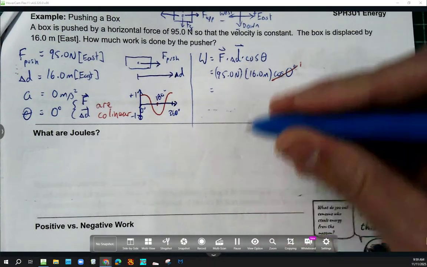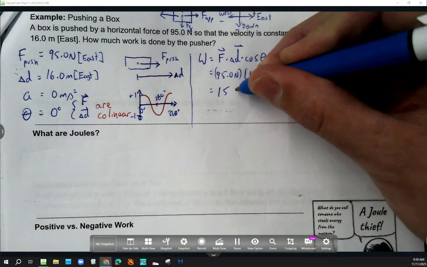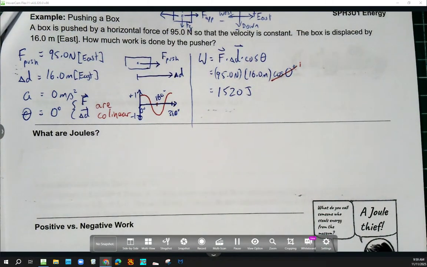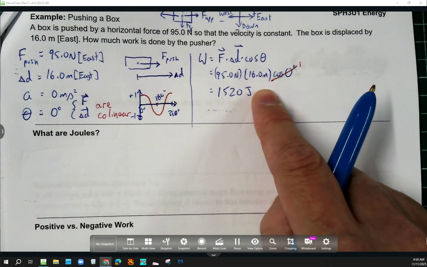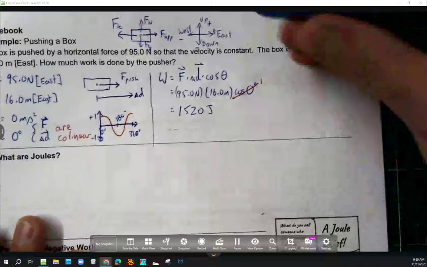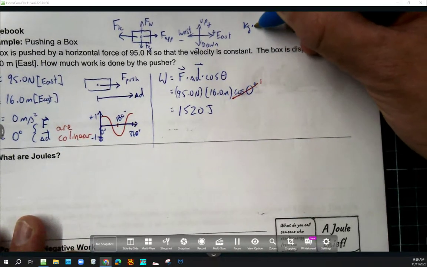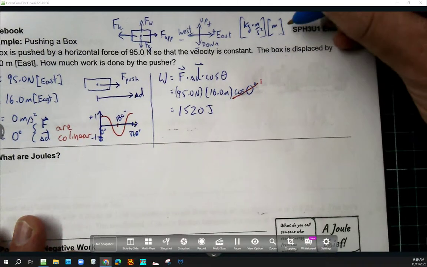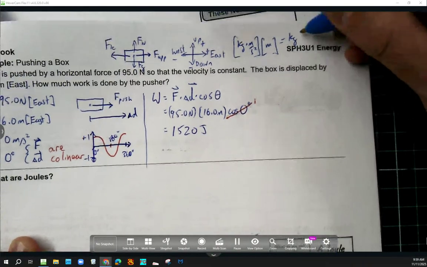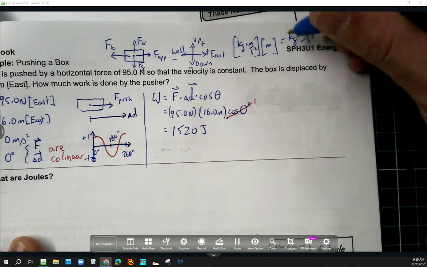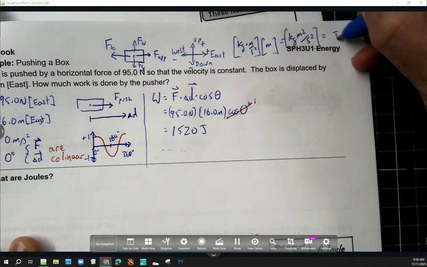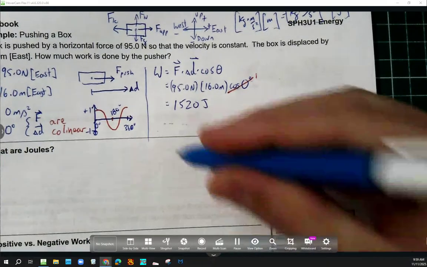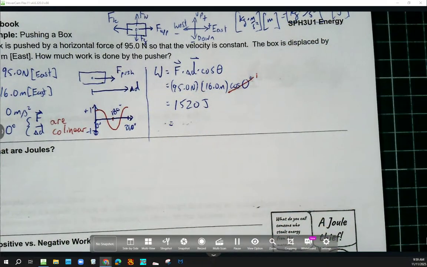Anyway, 95 times 16 ends up being a nice round 1,520 joules. Because as we said before, newtons times meters gives us joules. And just in case you missed it, Newton is kilogram meters per second squared. And if I multiply that by meters, I'll end up getting kilogram meters squared per second squared. And that's the definition of a joule. Okay, so definitely you're getting joules out of this, but also we just know that work is an energy measurement, or measured as energy.